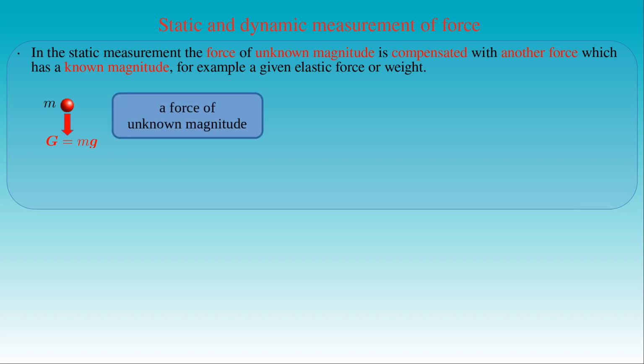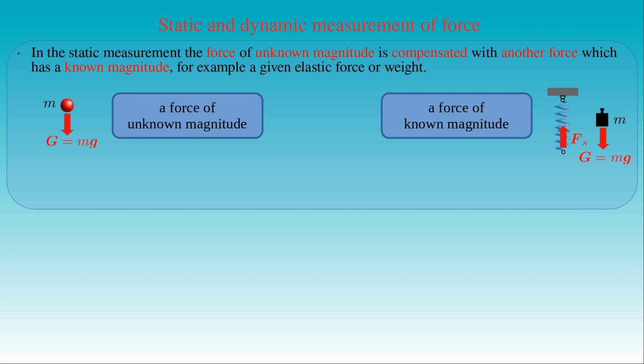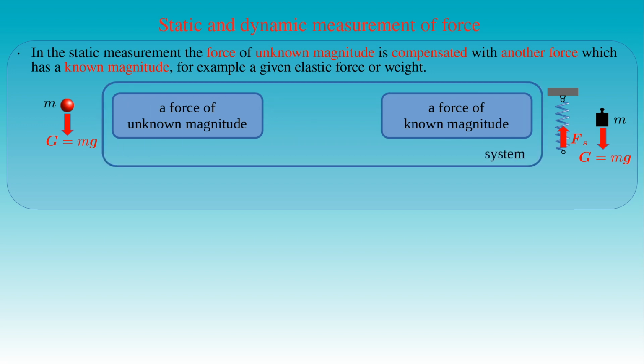unknown. If we suspend the ball from a spring or a rope passing over a pulley, where another body with a given mass is attached to the other end of the rope, then the elastic force of a spring or the weight of a body has a known magnitude. This known force can be used to compensate the unknown force G. The system in which we examine the force balance consists of the apparatus providing the compensation force together with the ball exerting the unknown force. The principle of the method is that the elastic force of the spring or the weight of the body used to compensate the force is known.